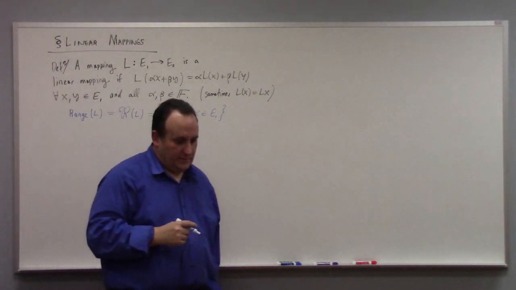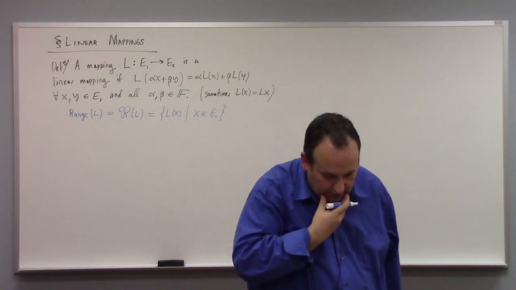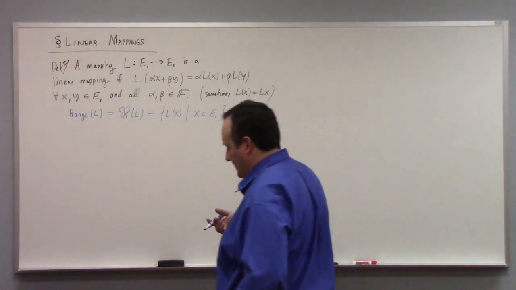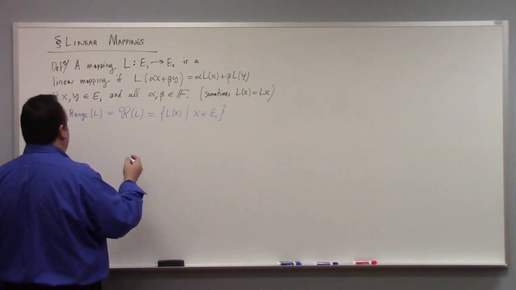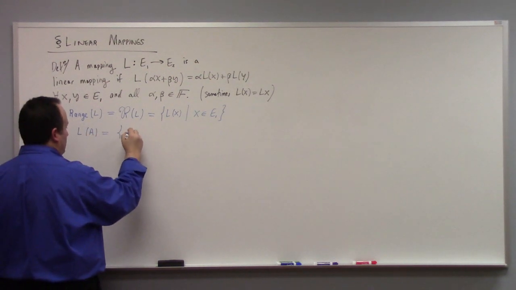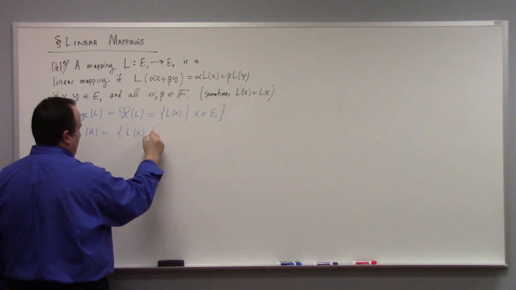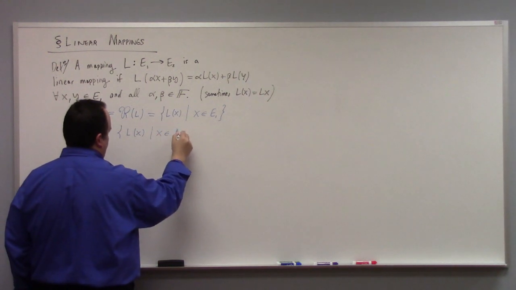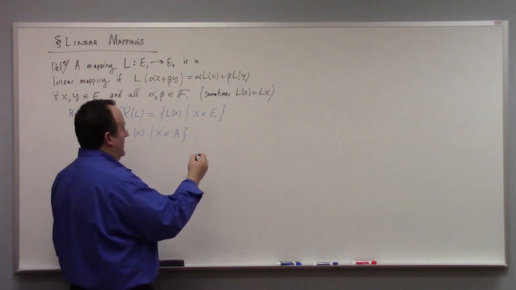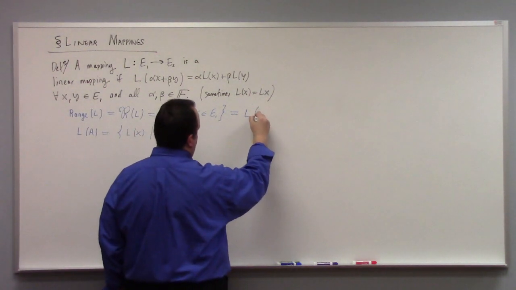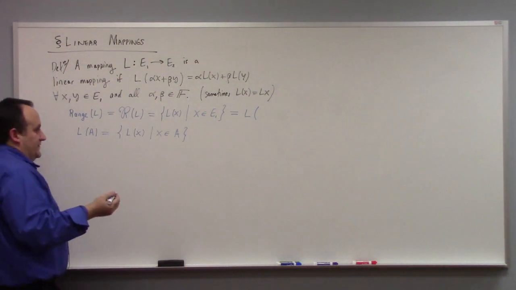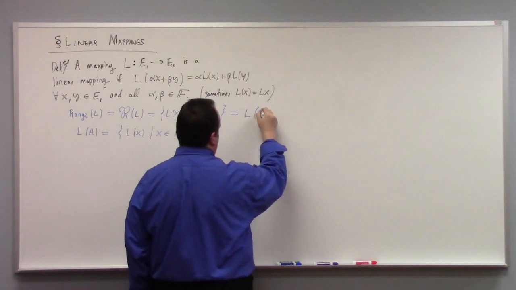You can also talk about, well, he first of all talks about forward and inverse images. I guess I should really start with that. So L of A is equal to L of x such that x is an element of A, right? So in view of that language, of course, the range of L is just what? L of E1, right? Yeah, that's the range.